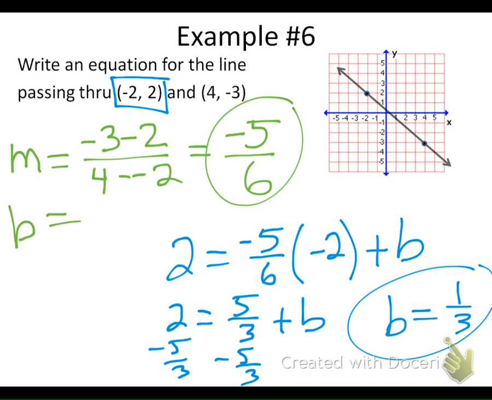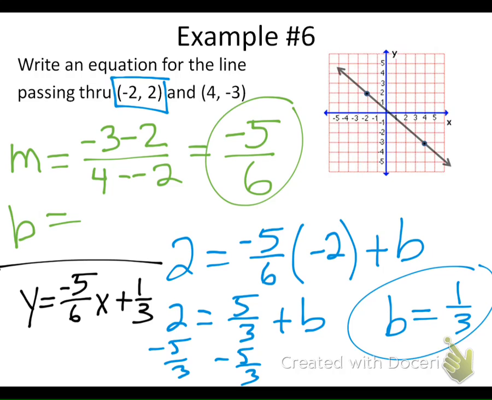So my final answer here is y equals the m value I found, which is -5/6, x plus the b value. And we're done. What questions do you have?